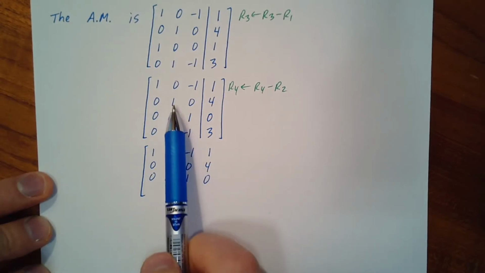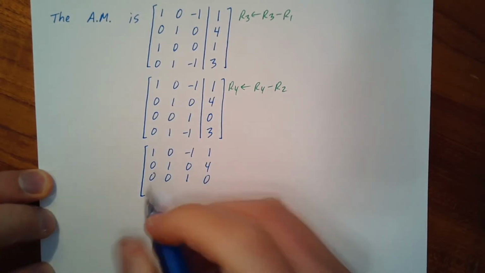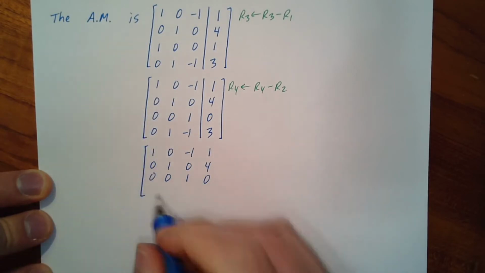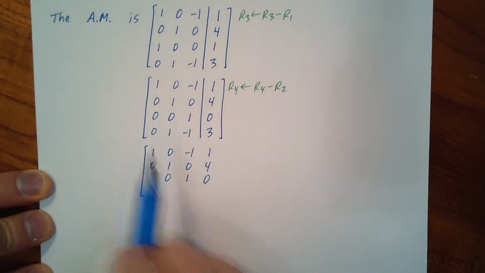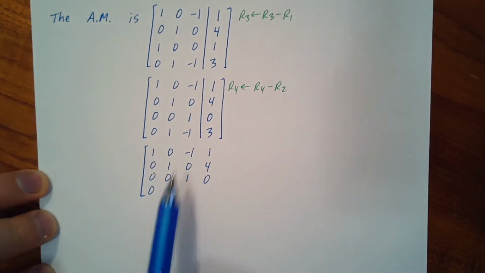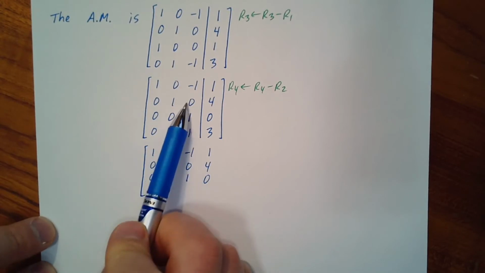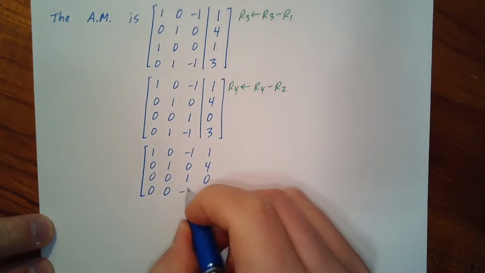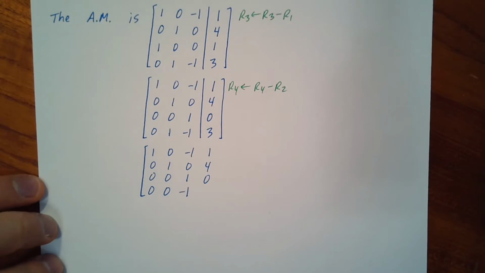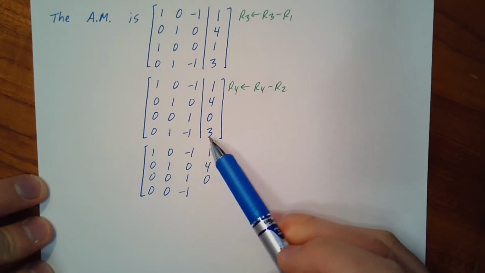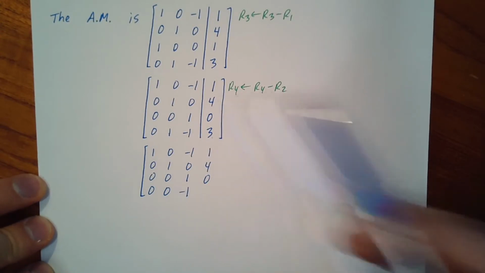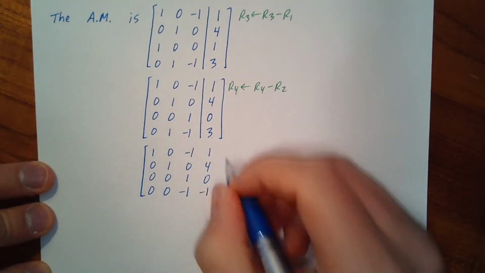And then what's going to happen here? Well, we subtract, sorry, back it up. 0 minus 0 will just be 0. 1 minus 1, well, now it's going to be 0. And we have -1 minus 0. That's just going to be -1. And then lastly, 3 minus 4, that's going to be -1 as well. So we have -1 there.